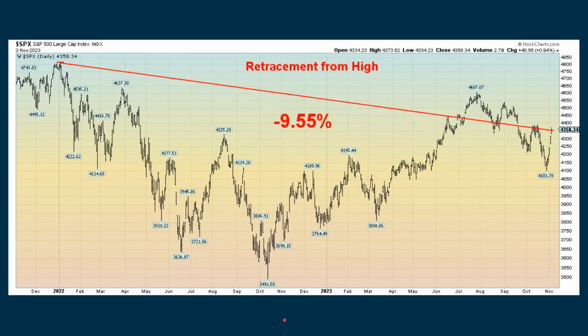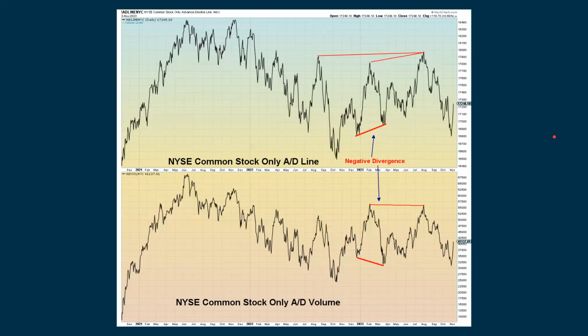We're down 9.55%. That's over on the left-hand side. That was set in early January 2022. Over on the right-hand side, this is where we closed in Friday's session. Then we do a number of advanced decline line studies. The one that we really focus on is the S&P.